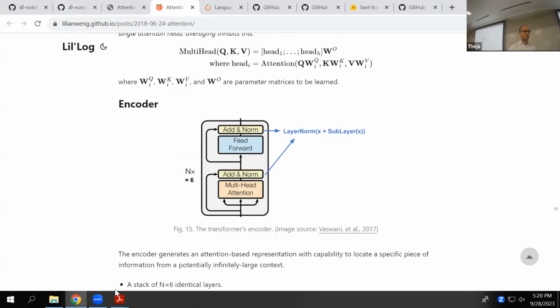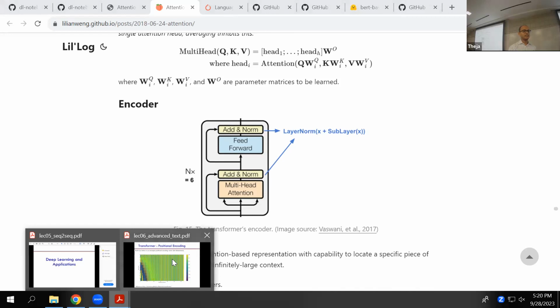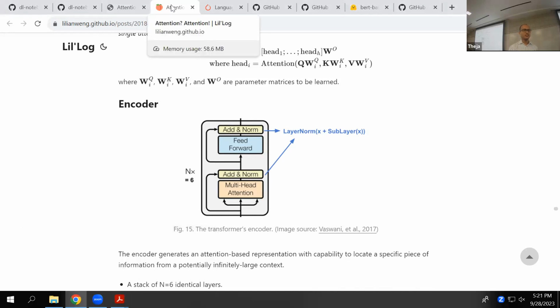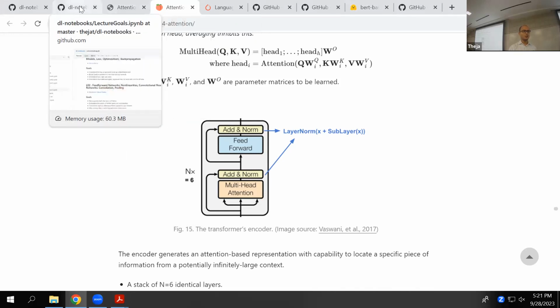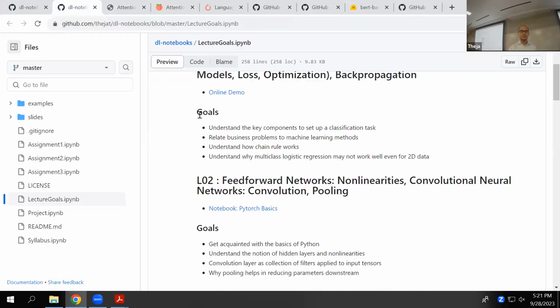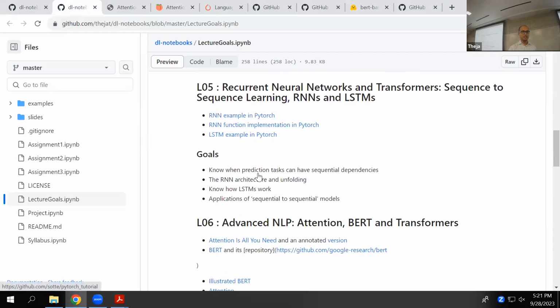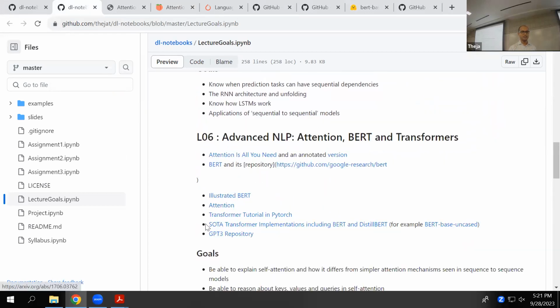So let me go back to our slides. Any questions here, by the way? I'm just using two resources to recap. These resources are on the lecture goals page. Just below lecture goals, in that section, the attention link here is the attention survey link.